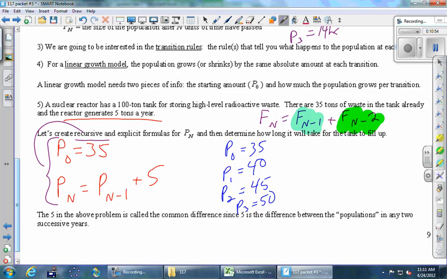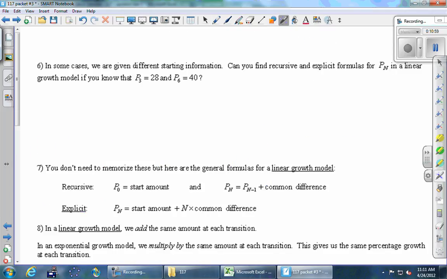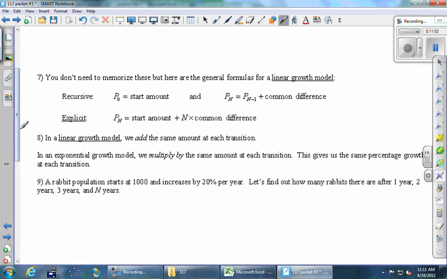Okay, so we've got symbols here. I just want to show you real quick. You don't need to go here just yet, but on the next page, there is a formula given out for the linear growth model. And it just says this. It says if you want to know what Pn is, you take Pn minus 1 and you add the common difference. What did we gain every year with the nuclear waste thing? We gained 5. So that's the formula. It's always Pn equals Pn minus 1 plus whatever the common thing is, plus 5 in this case.